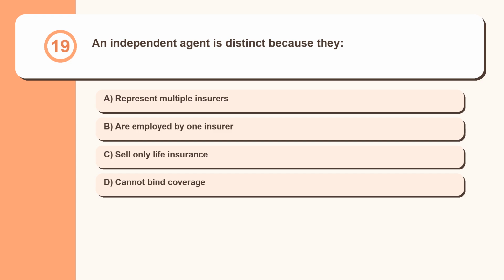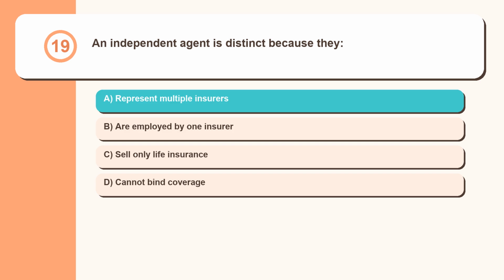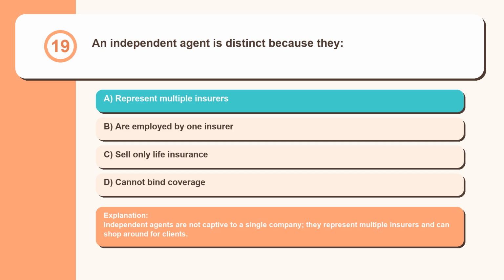Question 19. An independent agent is distinct because they: represent multiple insurers, are employed by one insurer, sell only life insurance, cannot bind coverage. Independent agents are not captive to a single company. They represent multiple insurers and can shop around for clients.